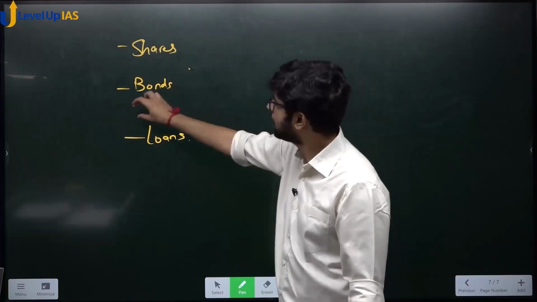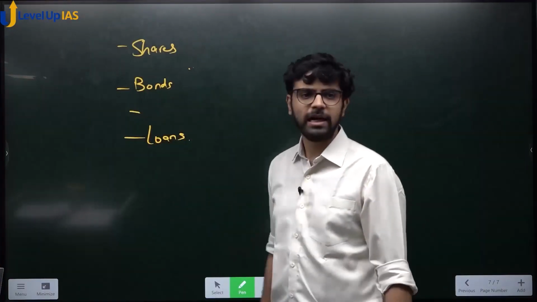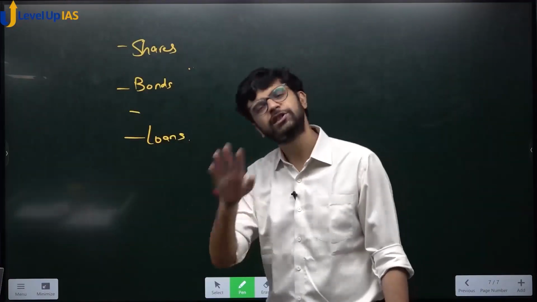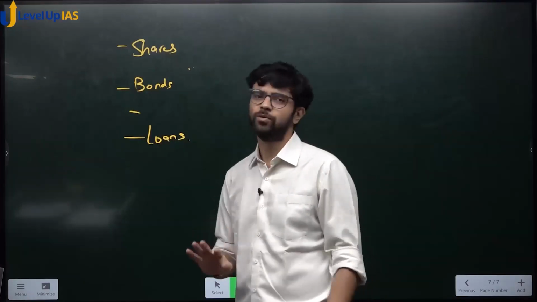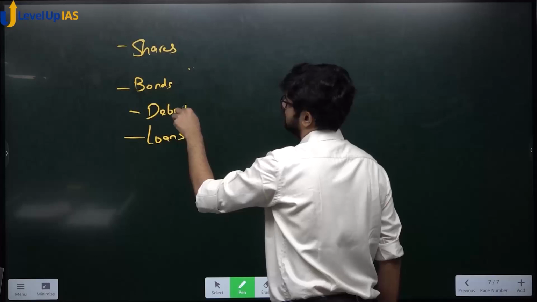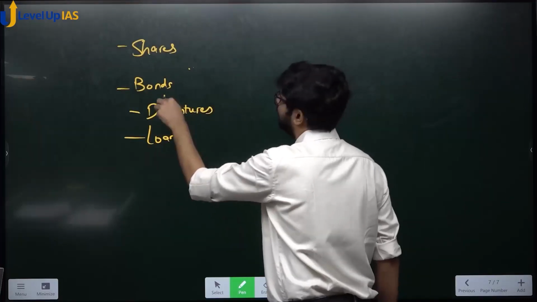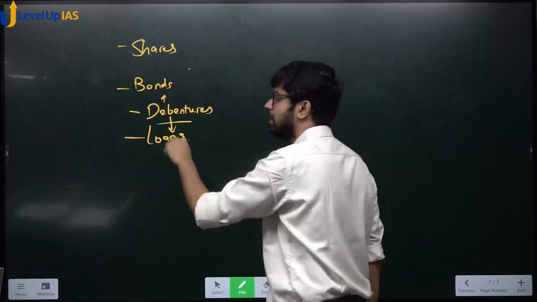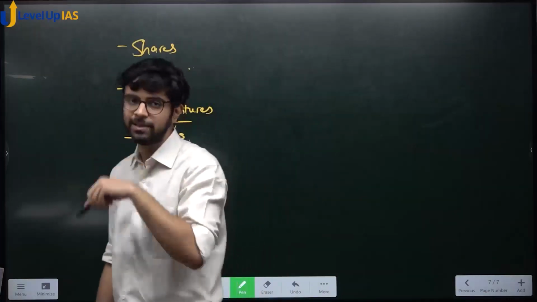There is a term which will come here in between. It is a mix of bonds and loans. It is in the nature of bonds and loans. Itna hi kafi hai to know. It is called as debentures. Bas. This is a technical term. No need to go into depth. It is called as debentures.